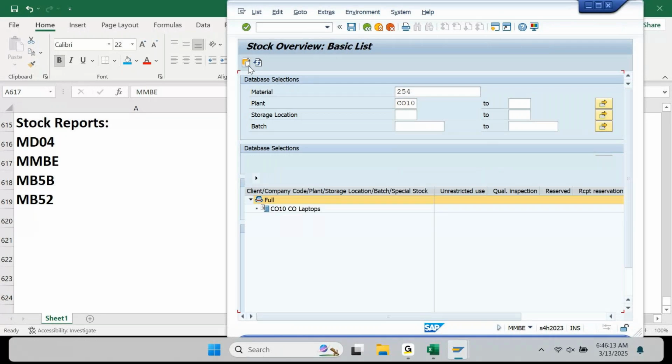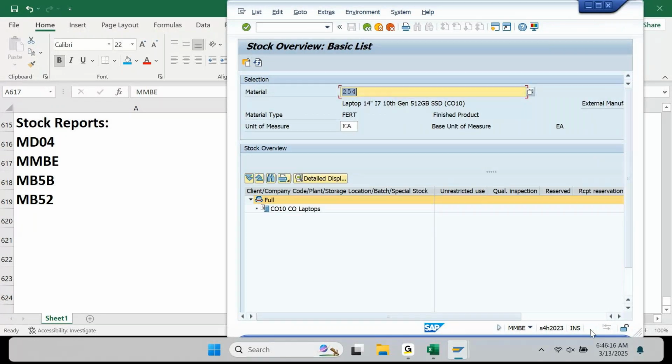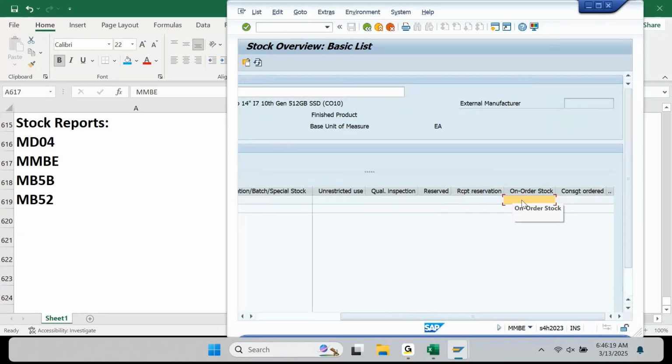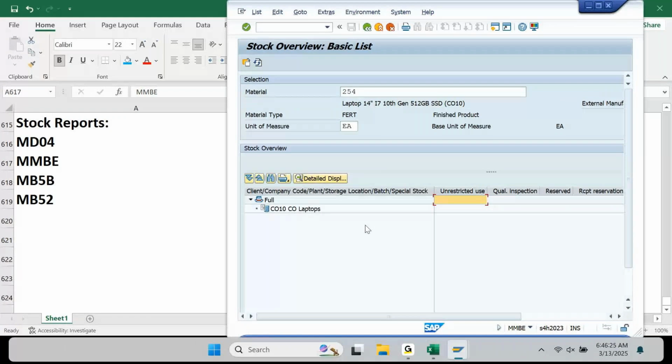Okay, you are able to get output here, right? Any values there in stock, or everything is blank? Blank, no stock. No stock in unrestricted. Everything is blank, meaning no stock, no sale. I cannot do a sale when there is no stock. So MMBE is working fine.